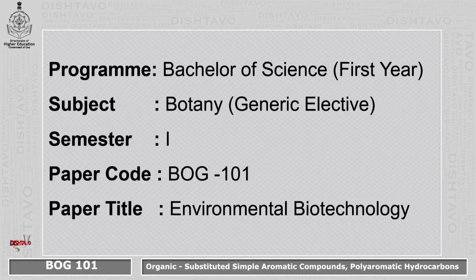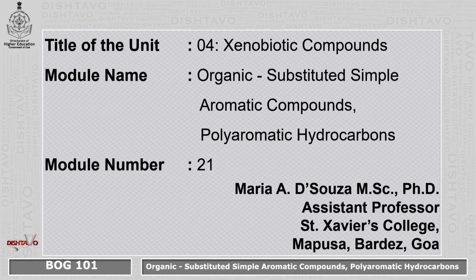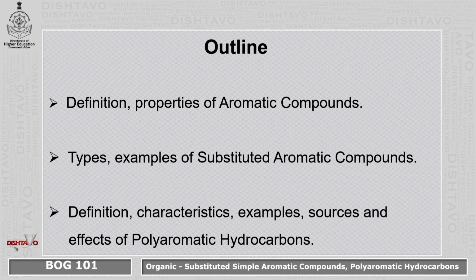To the students of Bachelor of Science, first year, Botany, Generic Elective, Semester 1, paper code BOG 101, the paper titled Environmental Biotechnology. I will present to you module number 21, module name Organic, Substituted Simple Aromatic Compounds and Polyaromatic Hydrocarbons, under the unit on Xenobiotic Compounds.